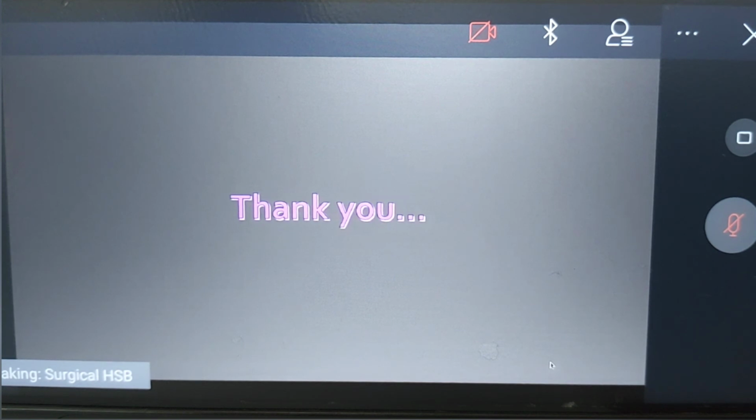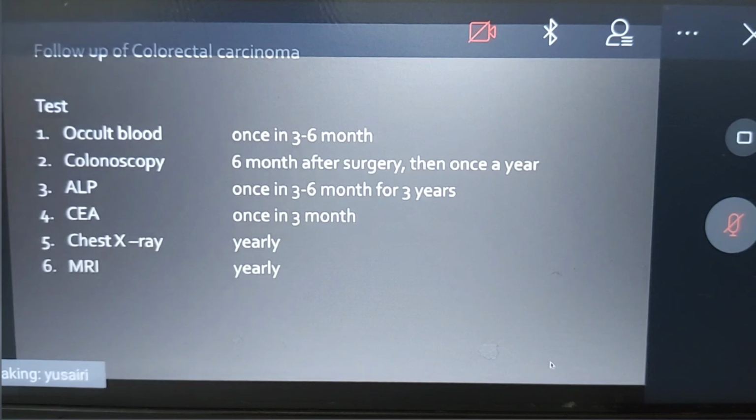Any question? The follow-up cases, how do you follow up? Which guideline are you using for this one? This one I take from the Manipal surgery textbook. Why not use the Malaysian colorectal CPG? This is not right. This is not the one that we practice.